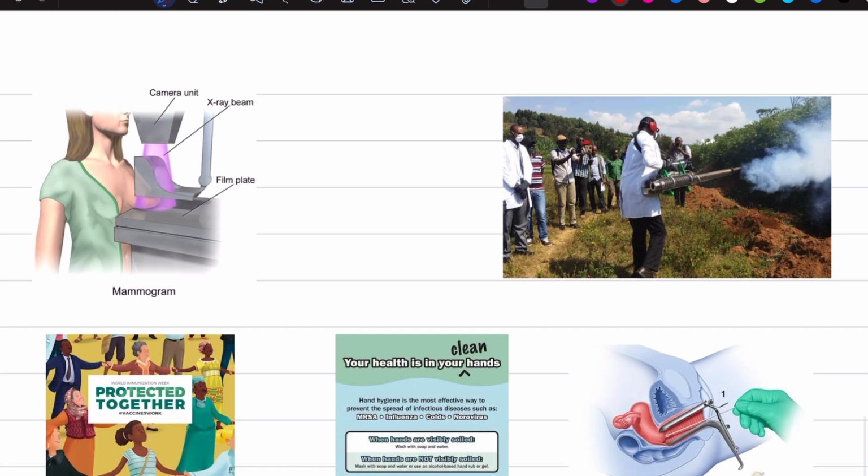See here, we are doing a mammogram. The mammogram test is for screening. A screening test always comes under which level of prevention? Secondary. Secondary, screening.